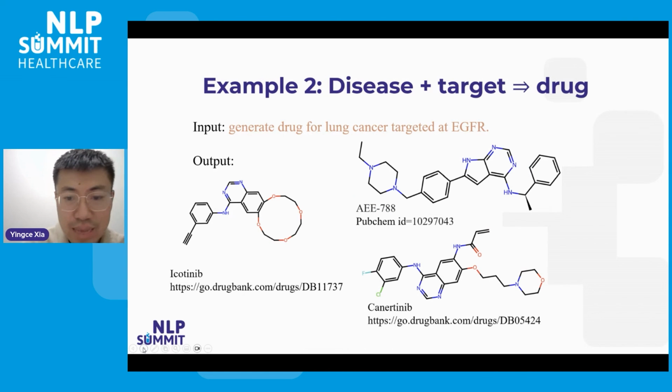For the second example, the input is a bit more complex, which covers both the disease and the target name. Here, the disease is lung cancer, and the target is EGFR. And we can also obtain several candidates, and they are all drugs for lung cancer, and they could all target EGFR. And this shows the effectiveness of our method.